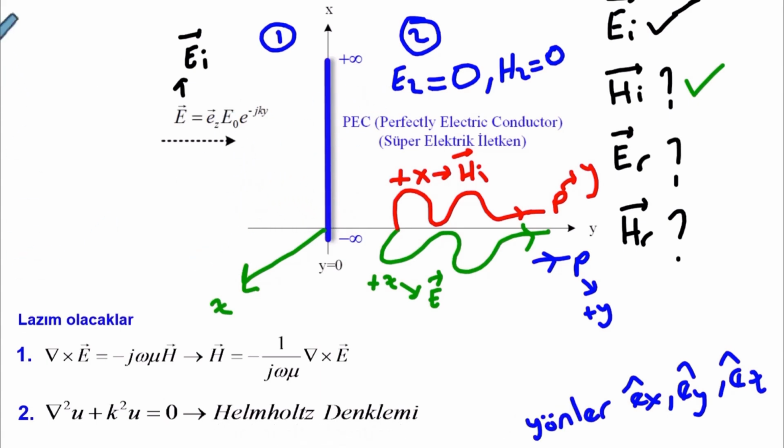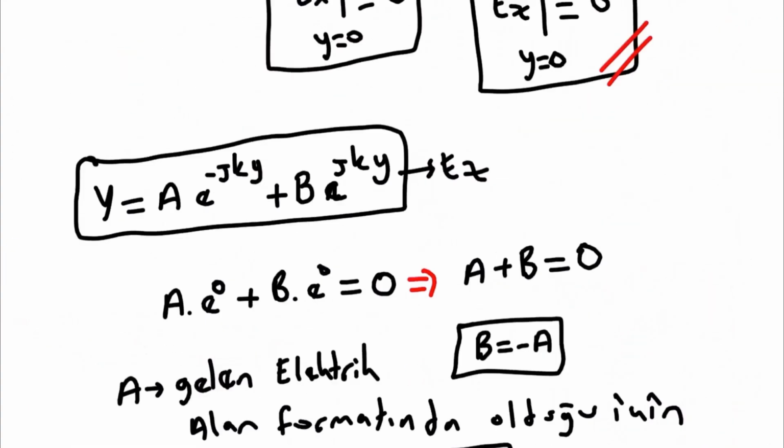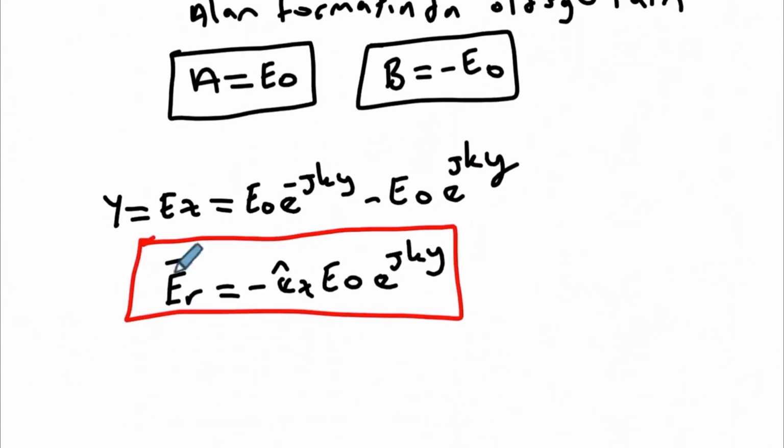Why? Because it reflected off a perfect electric conductor. So, in terms of magnitude, it has come with E0 power and reflected with E0 power. Again, the polarization here has turned from positive Ez to negative Ez, while coming from the positive Y direction and rotating towards the negative Y direction. This is how we make our interpretation, friends.